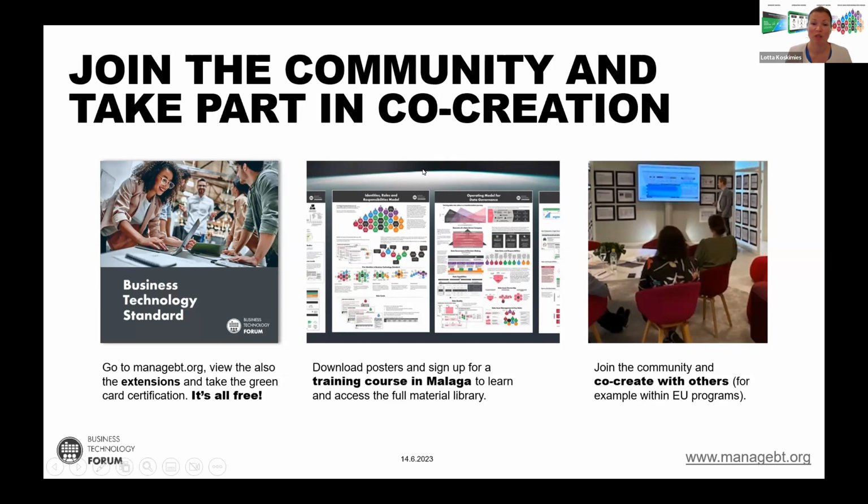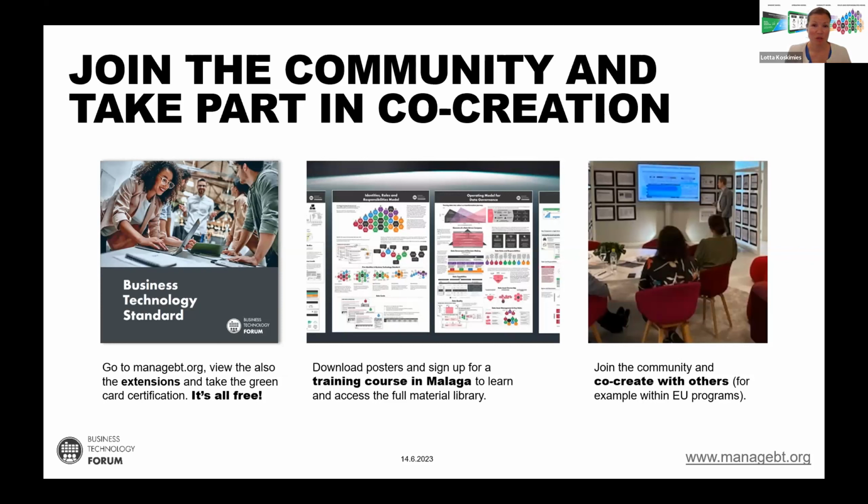Then we share also a variety of posters that help, for example, to follow up a dialogue at your own organization, or to identify which of these areas could be most important for you or for your organization currently to develop. And then we organize training courses related to those in Malaga. With those training courses, the participants also access the full material library, so not just the preview, but really editable materials.